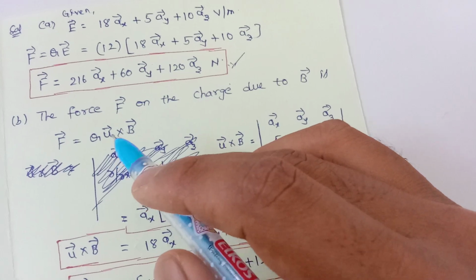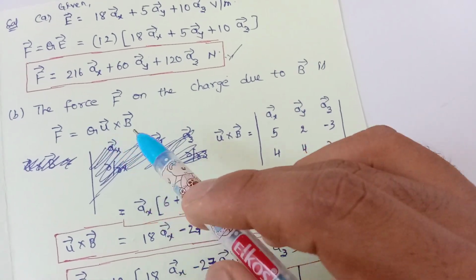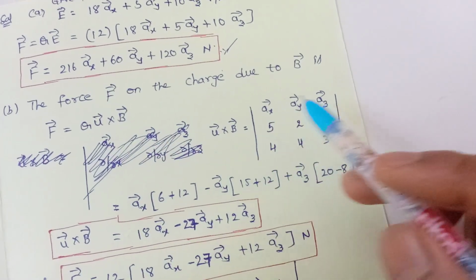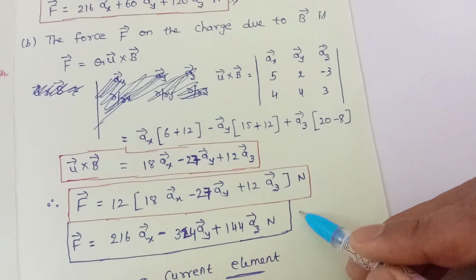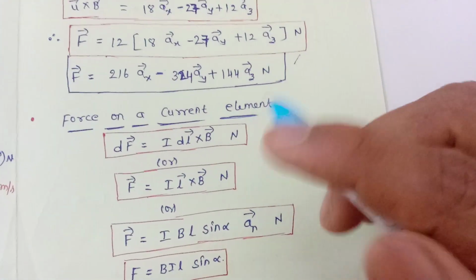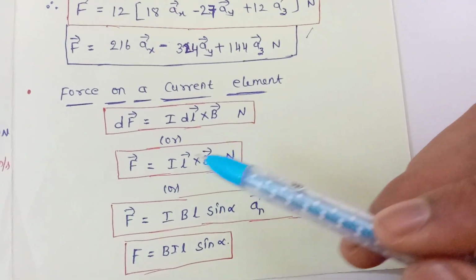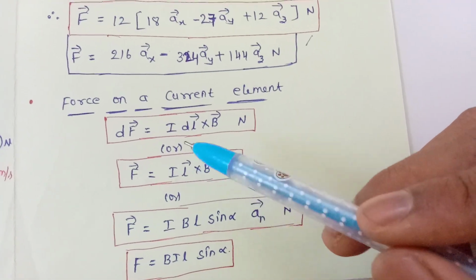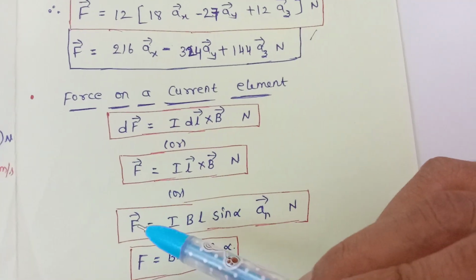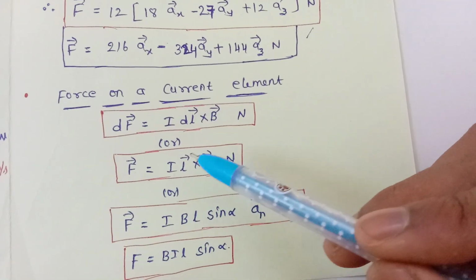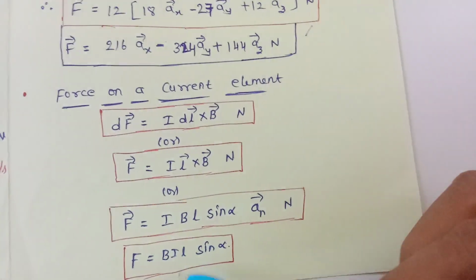I know that Q, the velocity cross B bar. First of all, I am going to perform the cross product of these two. Then later I am multiplying this with this. This is the force. Now force on a current element, we have these three formulas. dF is equal to I dl vector cross B bar newtons. F vector is equal to I, see here, if you remove this differential, there is a full length. Then F vector can also be, if you perform the cross product, the magnitude of this, sin alpha, unit vector normal, then the magnitude of this is this.